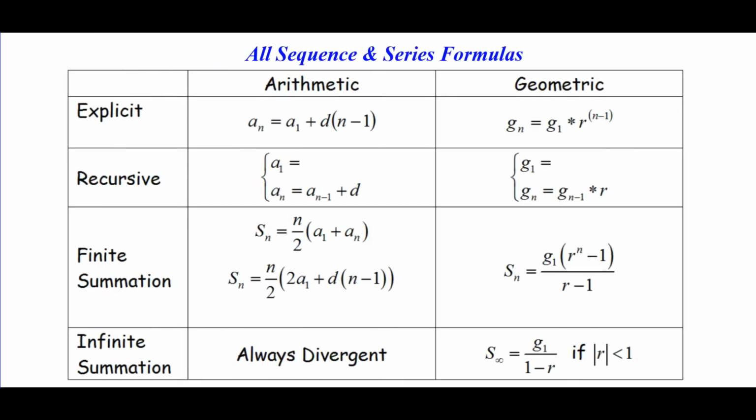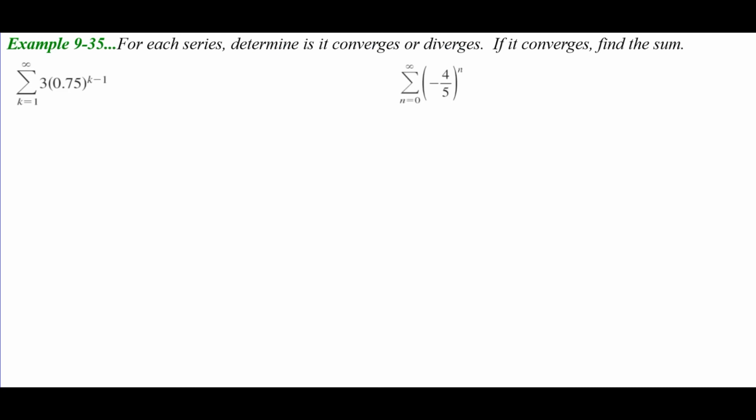our table here. So for my infinite summation, if it's arithmetic, I know that it's always divergent. If it's geometric, then I'm going to look at the absolute value of r, and if it's less than 1, then I can use this formula. Otherwise, it's divergent, and I don't have to find the summation. So 2 quick examples here for each. Determine if it's convergent or divergent, and if it's convergent, find the sum.